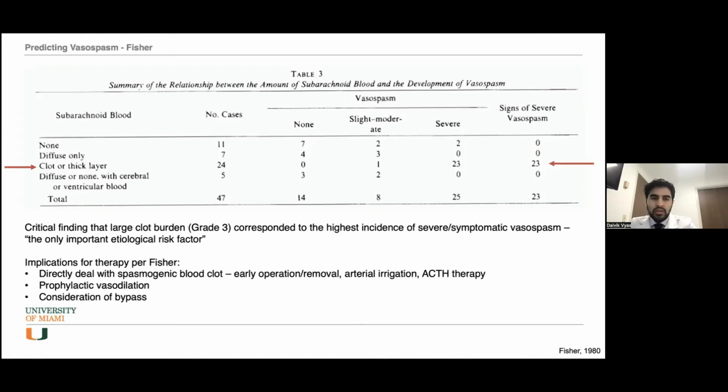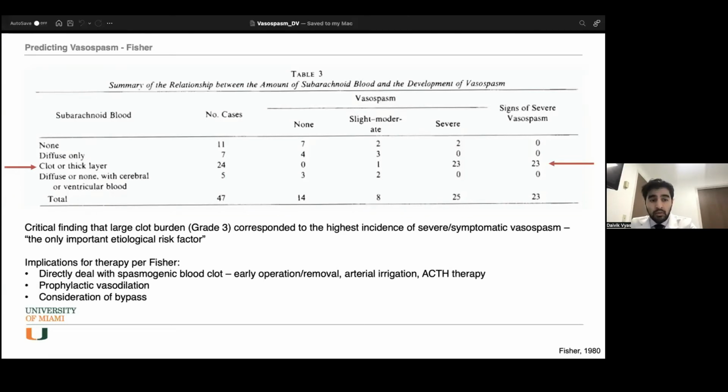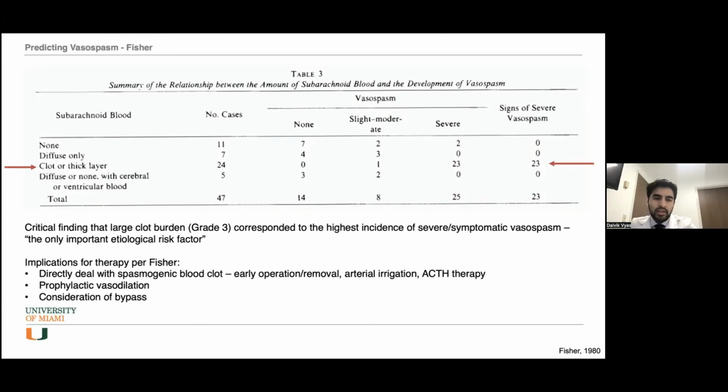His implications in his discussion section for that paper were that, for therapy at the time, you could directly deal with a spasmogenic blood clot, including evacuation of the hematoma during surgery, arterial irrigation, or administration of adrenocorticotropic hormone, which is something that has generally fallen out of practice at this point. He also at the time discussed the idea of prophylactic vasodilation to treat vasospasm and consideration of bypass, which is not really something that we do for vasospasm now, but he posits the idea that this is a reversible entity and that it could be treated.